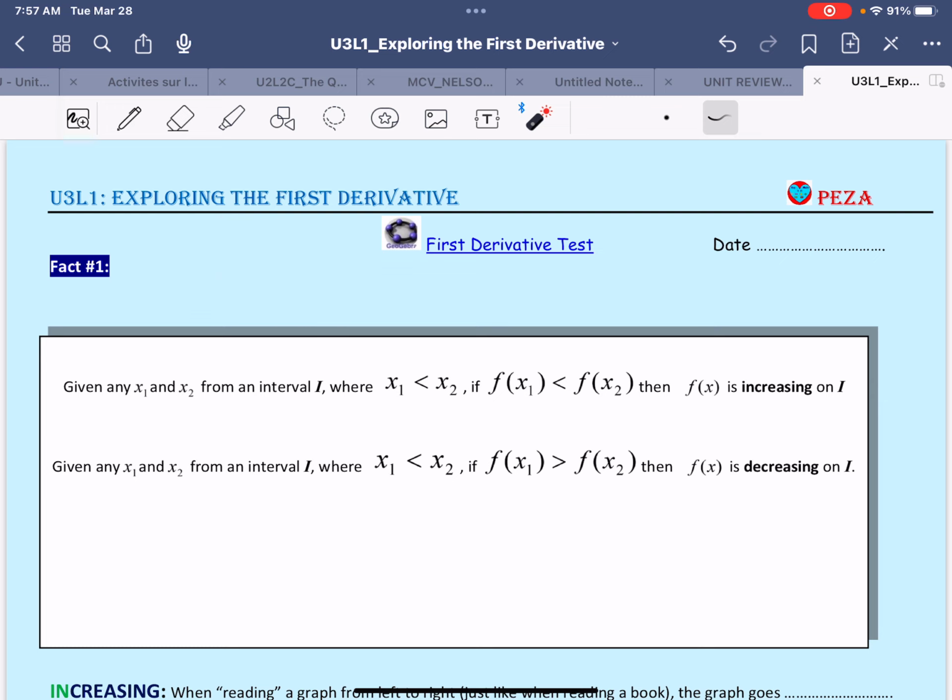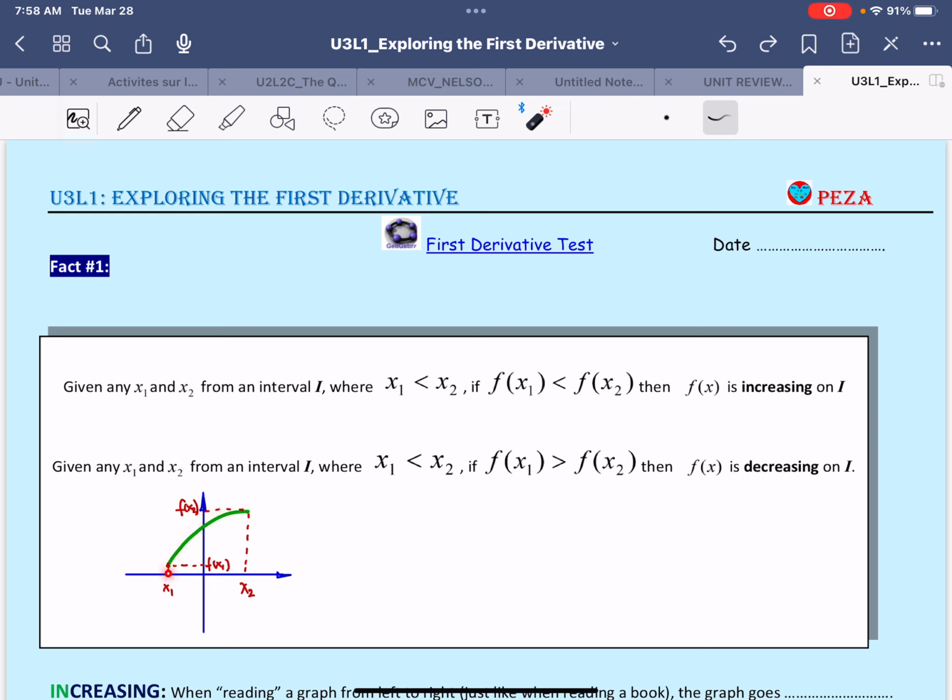Now, by definition, we say that if x1 and x2 make an interval I, where x1 is on the left, x2 on the right, or in other words, x1 is less than x2, if f of x1 is also less than f of x2, then the function f of x is increasing on this interval. So, graphically speaking, we're going to say that the function is increasing when, as we walk on the graph of a function from left to right, just like when we read a book, the pen goes up.